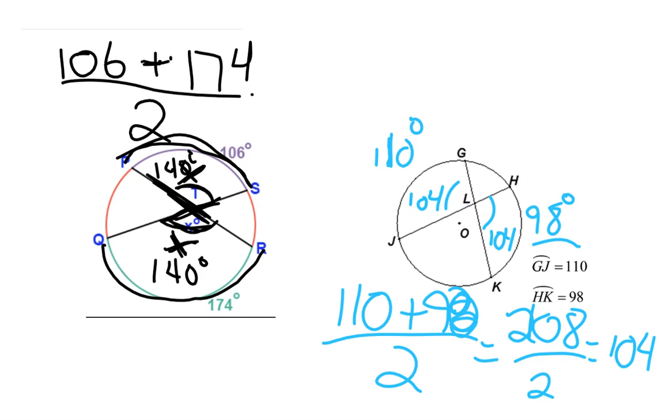So really that's not very difficult relationships here. You just have to be able to decipher between the two and understand what the rule is.